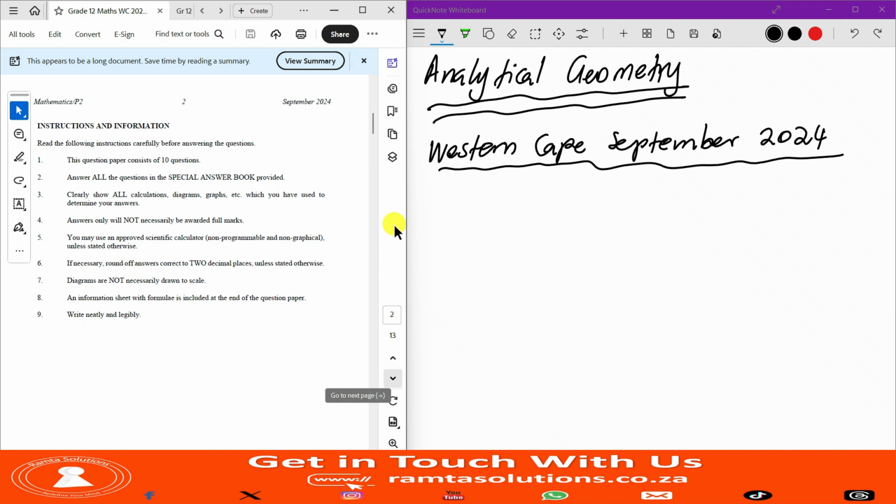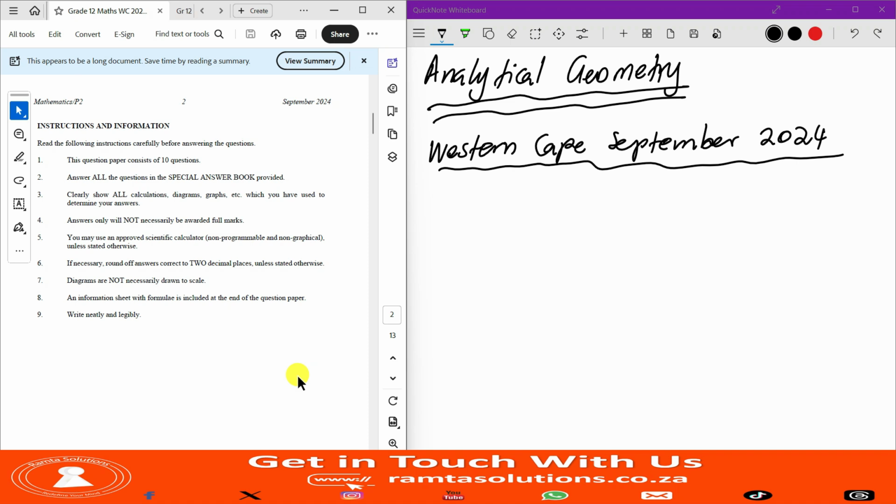For example, instruction number 3: clearly show all calculations, diagrams, graphs, etc., which you have used to determine your answers. So this is to say that for some questions you do not make algebraic calculations, you use diagrams or graphs to determine your answers. You are permitted to do so, by the way. Not every answer should be an algebraic calculation, okay?